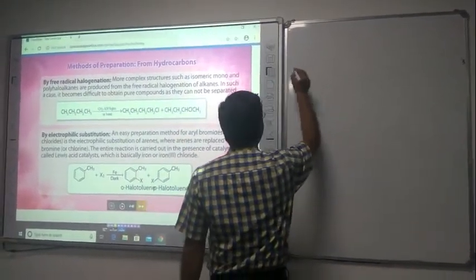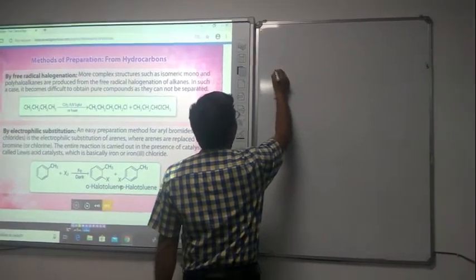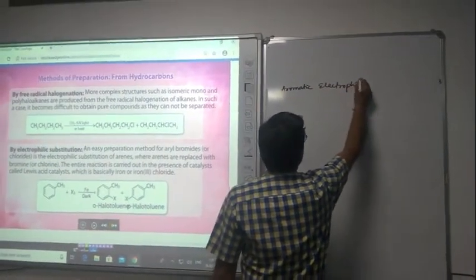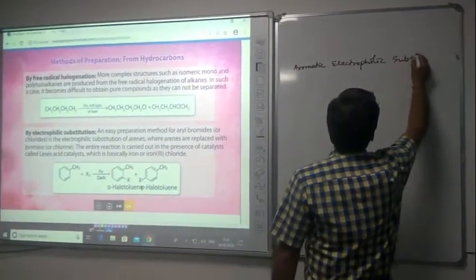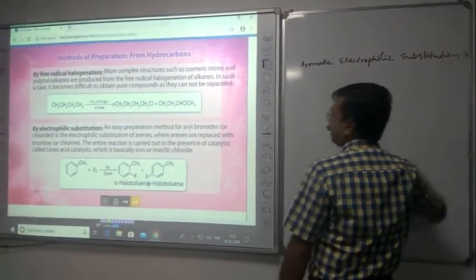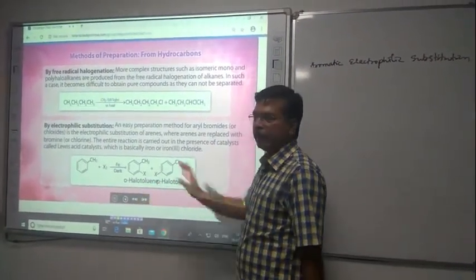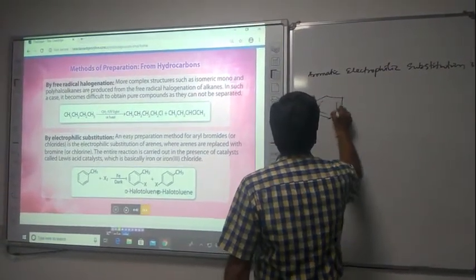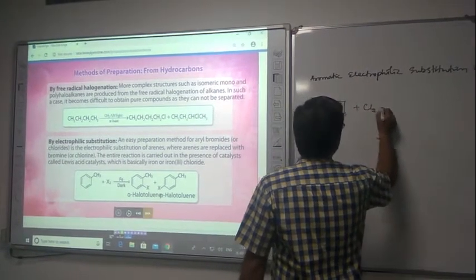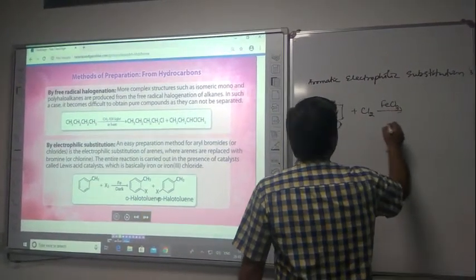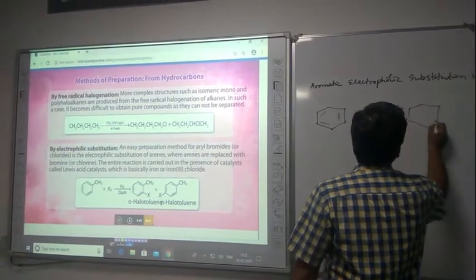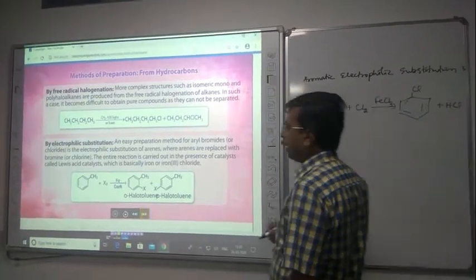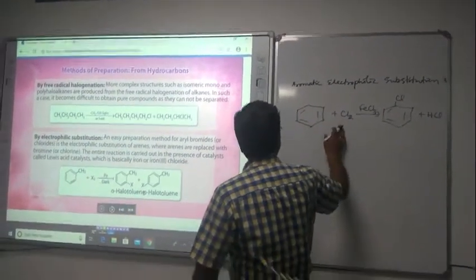So in case of the aromatic electrophilic substitution reaction, by this reaction also we can get the halogen derivative, that is aryl halide. If I start from benzene, benzene treated with chlorine in presence of FeCl3, we get chlorobenzene plus HCl. This is an electrophilic substitution reaction where the attacking electrophile is Cl plus.